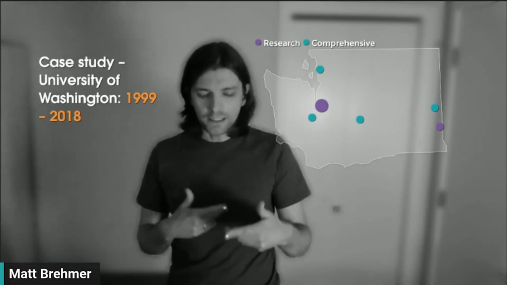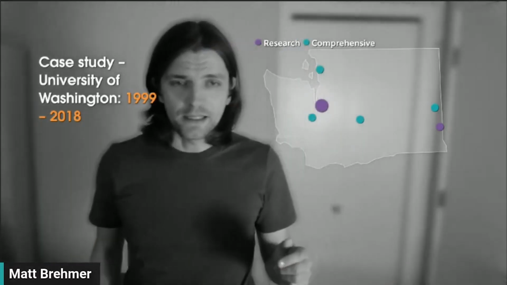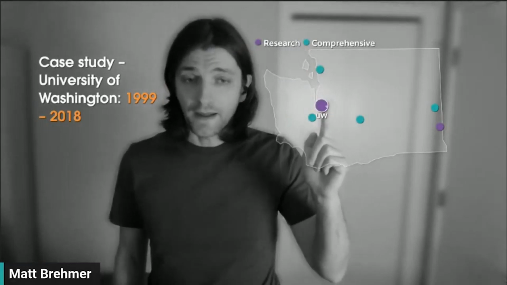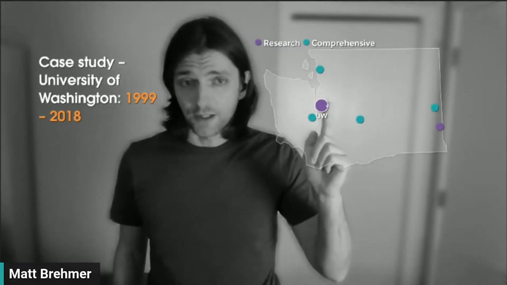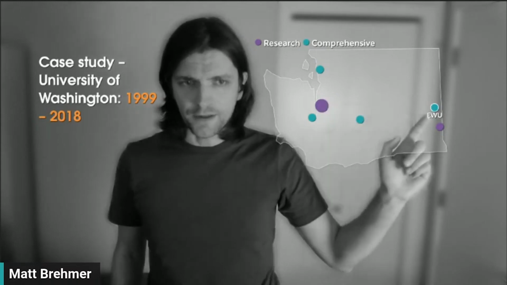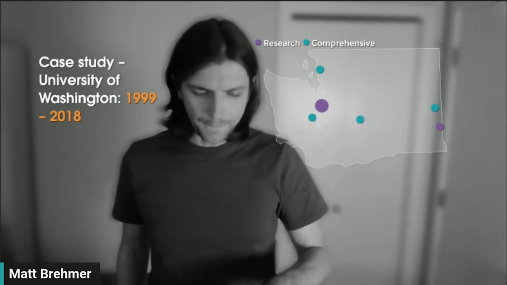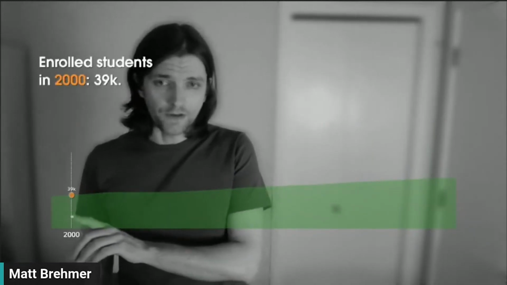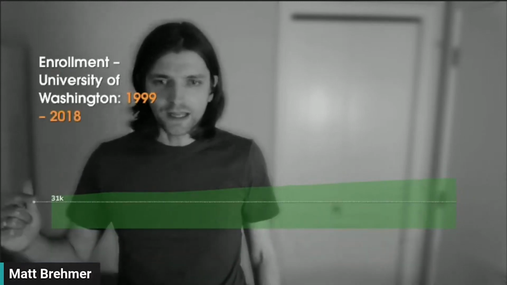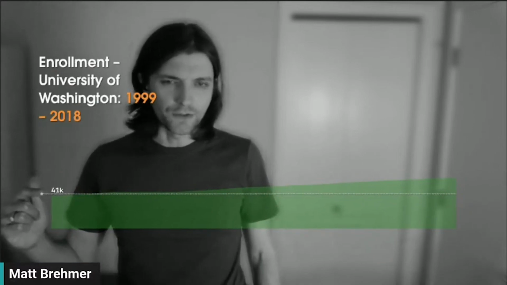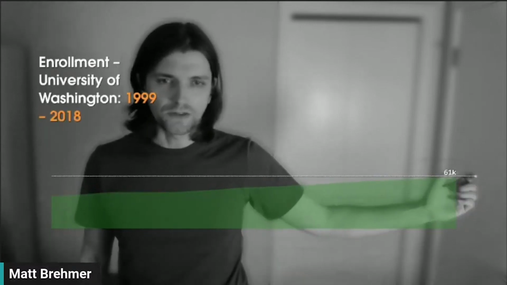So I want to continue this case study here and look at a specific university in the state of Washington. That's one here in Seattle where I am, which is the University of Washington, which is a research university. There are several other comprehensive and research universities in the state, but that's the one I want to focus on today. This green curve now is showing the number of enrolled students since 1999. I'm going to focus just on the plight of millennials during this 20-year period from 1999 to 2018. You'll notice that at the beginning of this period, there were about 40,000 students enrolled, and at the end of this period, around 60,000.